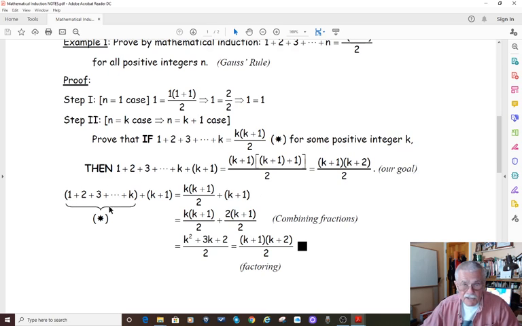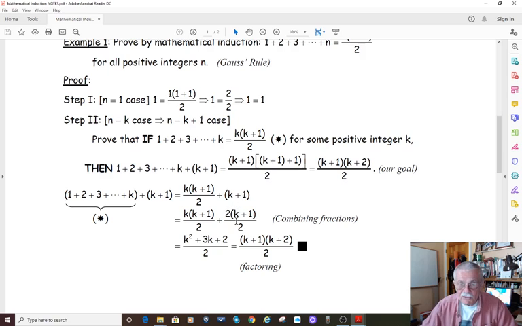Basically it's just algebra. Here's the sum of the first k. We're adding k plus 1. This we know is k times k plus 1 over 2. That's our premise, our if part. And we're adding k plus 1, and we want to show that that turns out to be this expression. So there's some algebra involved. Here we go. We're adding fractions, and this has a denominator of 2. We want this to have a denominator of 2, because you can only add like terms, and a common denominator is really like terms.